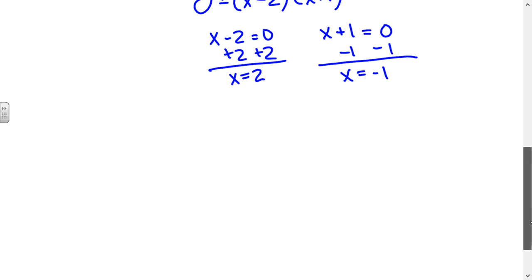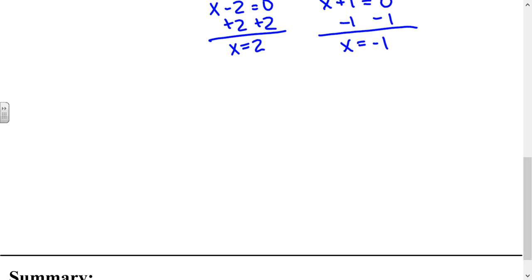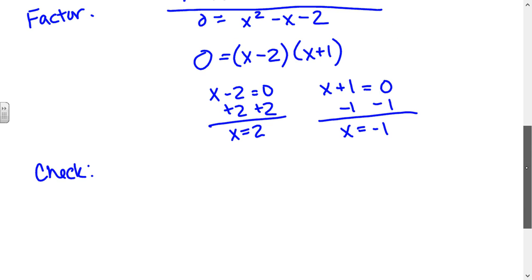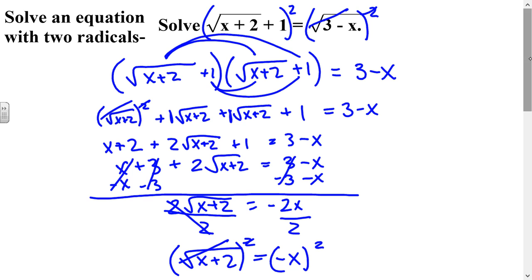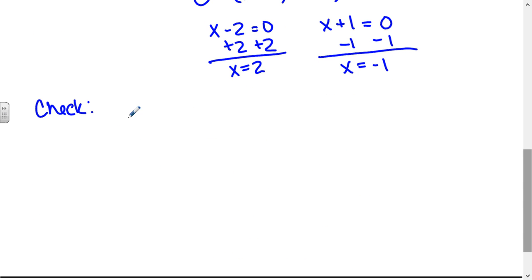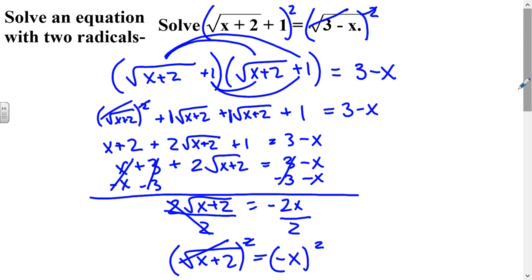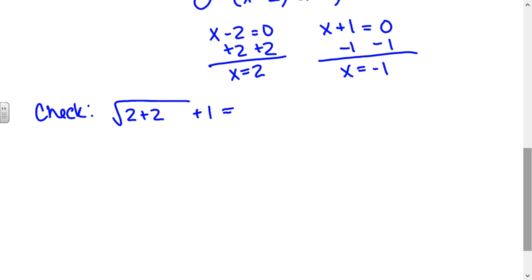Now I need to check to see if either of them are extraneous. So I'm going to check x equals 2 first. If I go back to my original equation, I have the square root of x plus 2 plus 1 equals the square root of 3 minus x. So the square root of 2 plus 2 plus 1 equals the square root of 3 minus 2. The square root of 2 plus 2 would be 4. So the square root of 4 plus 1 equals the square root of 3 minus 2, which is just 1.